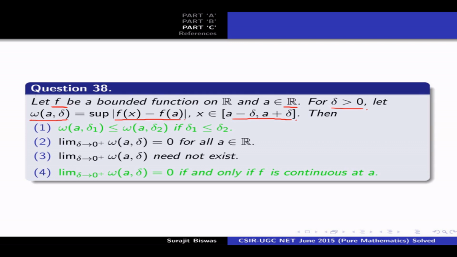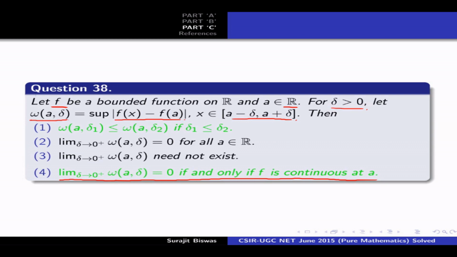Now by seeing the second, third and fourth options, we will directly show, by using the epsilon delta definition of a continuous function, that actually the fourth option is correct. So the limit as delta tends to 0 plus of omega(a, delta) equals 0 if and only if f is continuous at a.